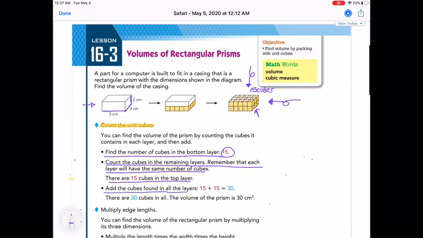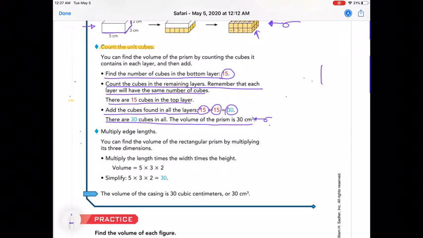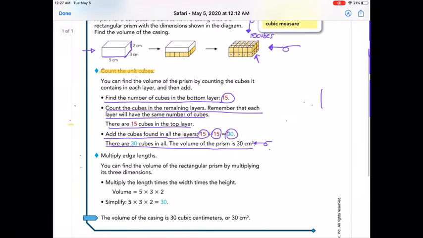Add the cubes found in all the layers. So if there are 15 cubes in the top layer, you can add 15 more for the next layer and get to 30. There are 30 cubes in all. The volume of the prism is 30 centimeters cubed. Look at that. There's our 3 for three-dimensional. 30 centimeters cubed. Okay, now the other way to do this is to look at it as a multiplication problem. So, let me pull this down just a little bit here.